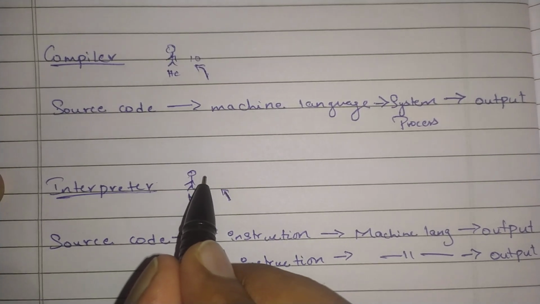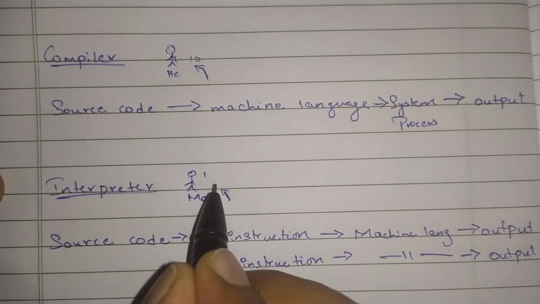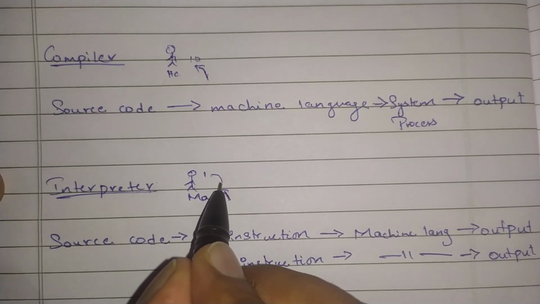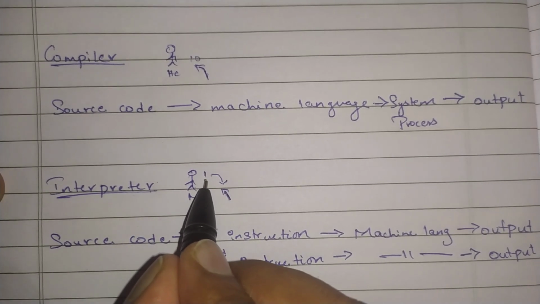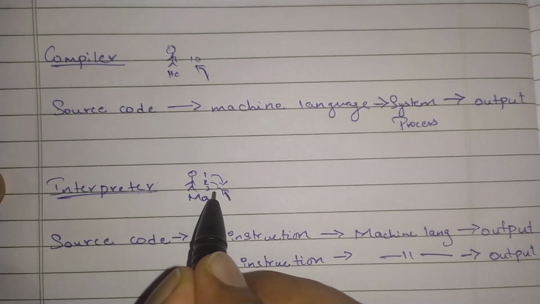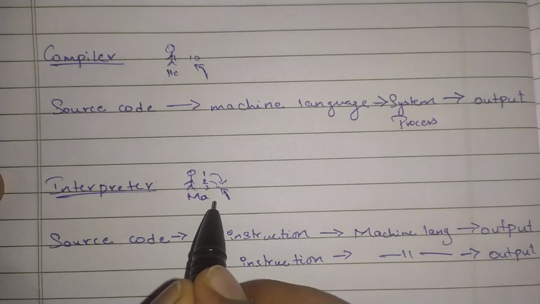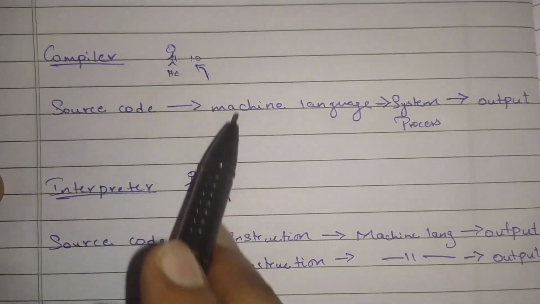So you will take one order from the customer, and that one order will be delivered to the customer. Then after delivering, you will take the second order, then deliver it to the customer. Then you will take the third order, and so on until you complete all 10 items. This is the interpreter. Just remember these two concepts.